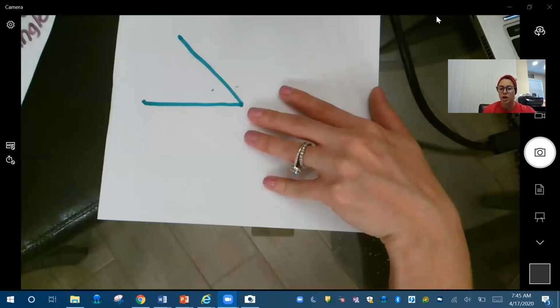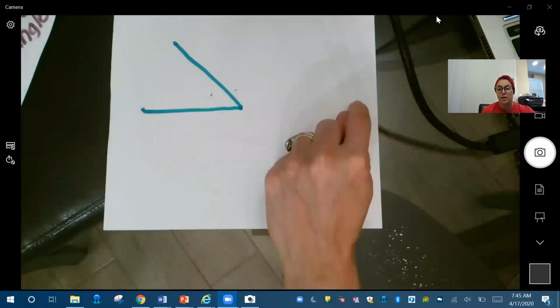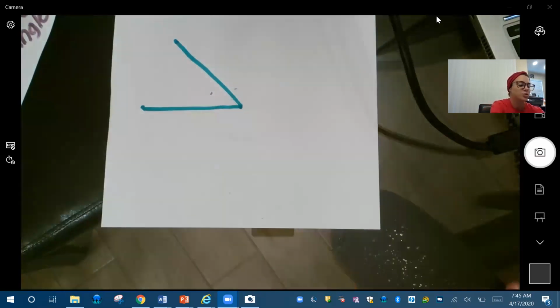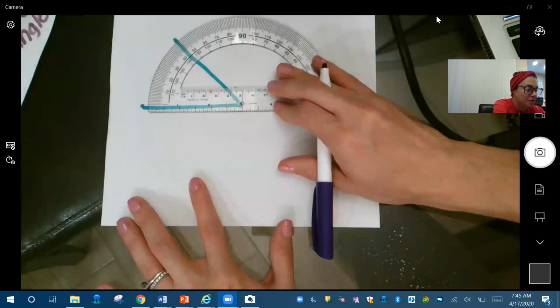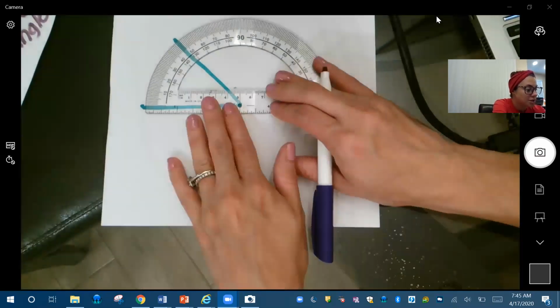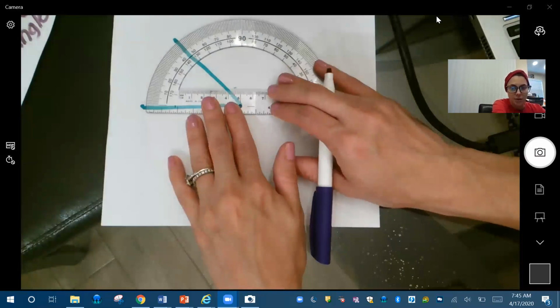Oh, I have another acute angle, but this time, is it open to the left or the right? It is open to the left. So what I'm going to do is I'm going to go ahead and line up that protractor on my vertex. I'm going to make sure it's on my 0. And I want us to look.